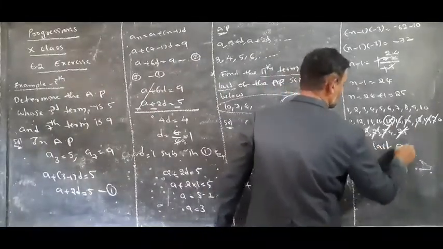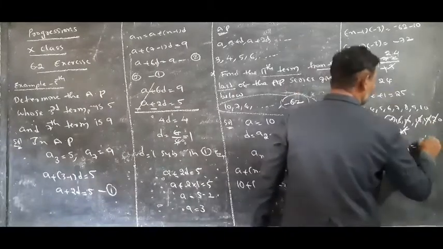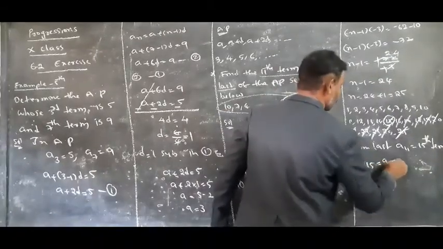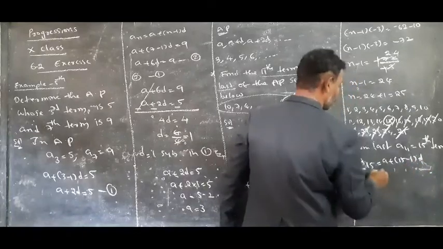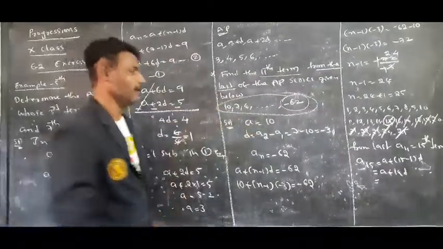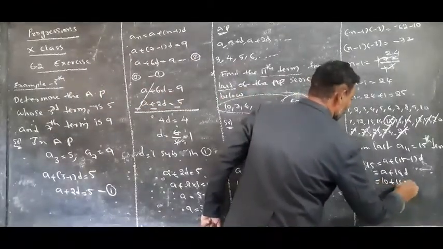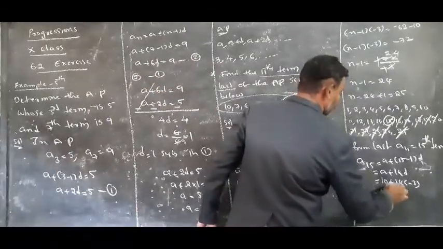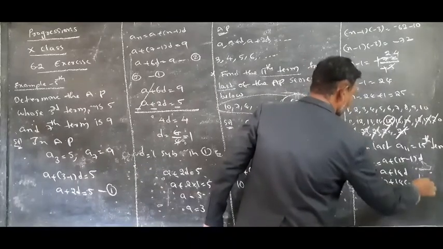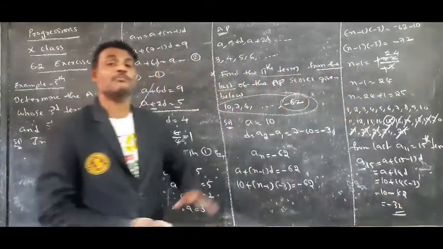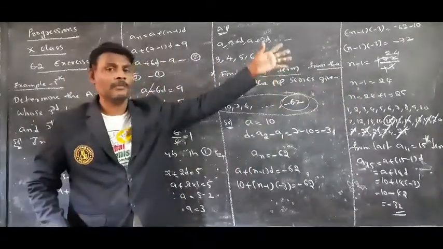The 11th term from the last is equal to the 15th term. It means a15 = a + (15 - 1)d = a + 14d. What about a? a = 10, plus 14 into d, which is -3, is equal to 10 + 14 × (-3). Minus 3 fours are 12, 3 ones are 3, 3 plus 1, 4. So what is the term? -32. -32 is the 11th term from the last.